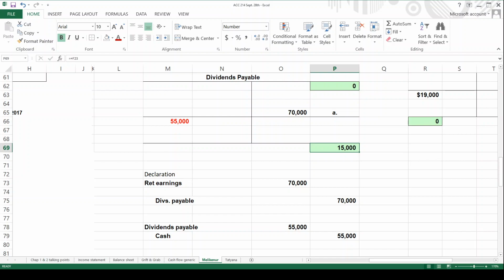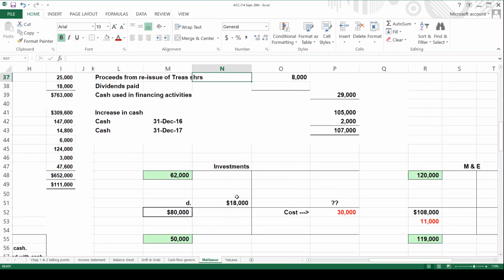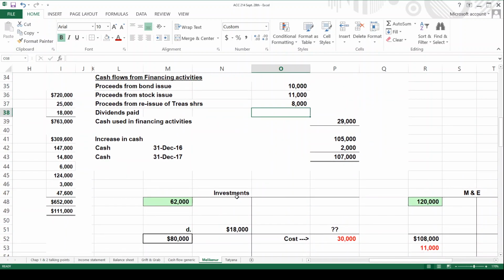What number do we want to show? This is the number we want to show. So the short story is what? If dividends payable goes up, it means you paid out less than you declared. If dividends payable goes down, it means you paid out more than you declared. So we are in the less than you declared area. And it looks like I might have actually done this correctly.